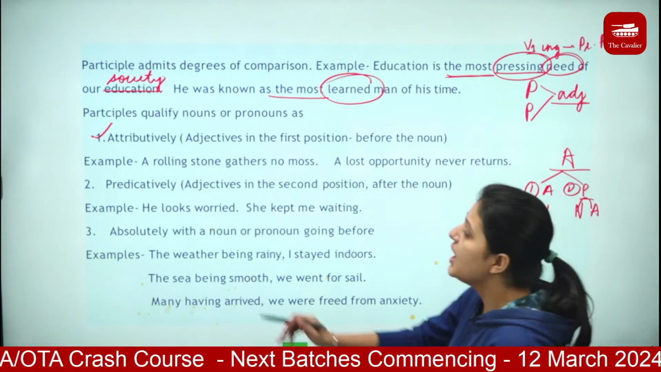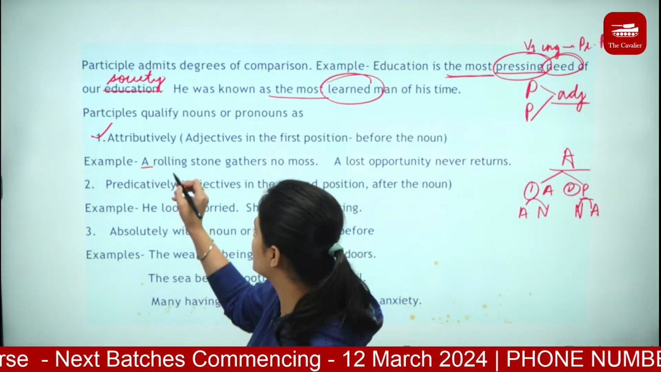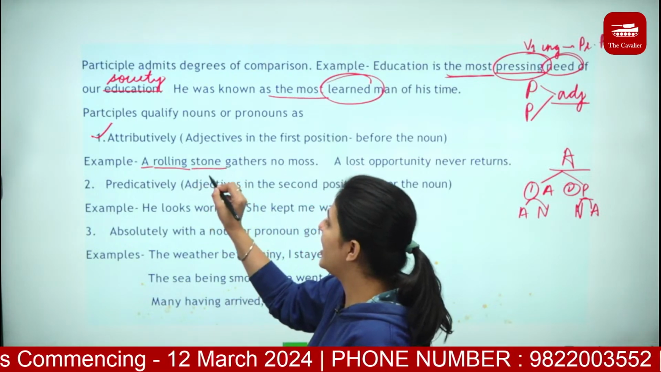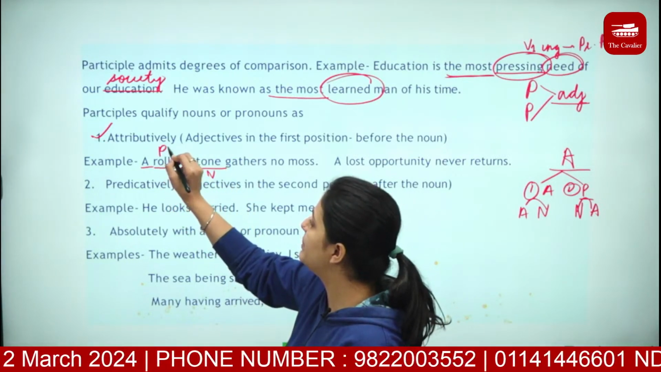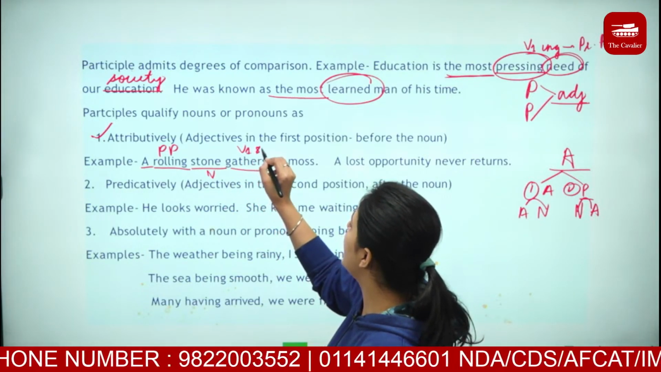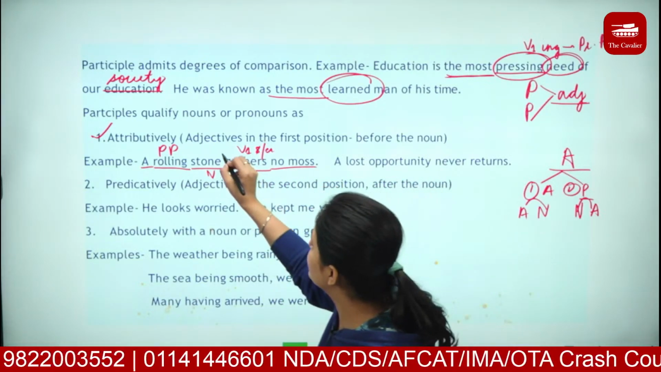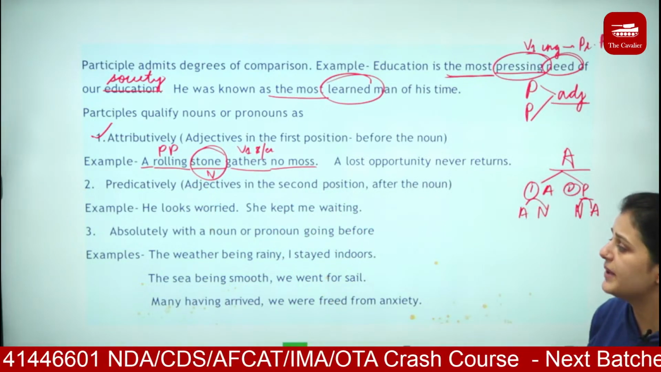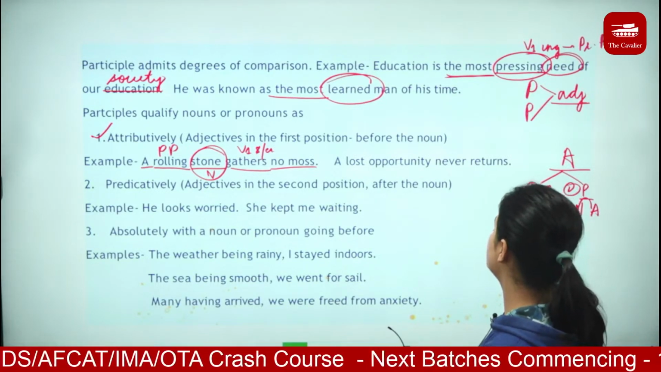ओके, जैसे a rolling stone gathers no moss. यहाँ पर a क्या है? indefinite article. rolling क्या है? वैसे तो it's a verb, but here it is qualifying the noun stone, that is why it is going to be present participle. Gathers is verb की first form with s and es, then no moss. Okay, so यहाँ पर stone is noun and यहाँ पर rolling which is a verb is acting as a present participle qualifying stone.